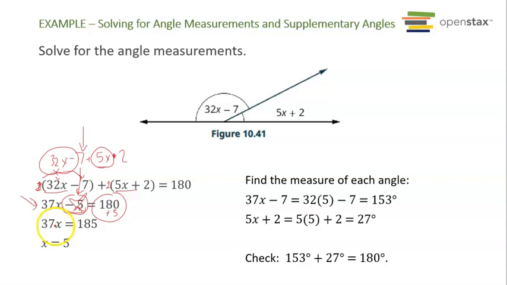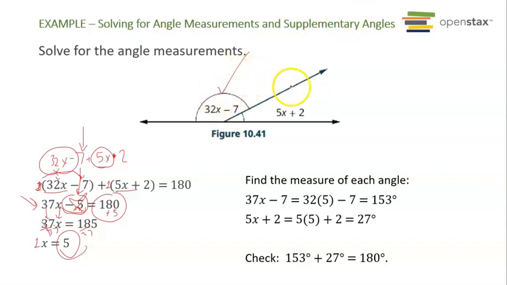If you don't see an operation, it's multiplication. So that's 37 times x. To undo it, I'll divide both sides by 37. And I get, well, 37 divided by 37 is 1. So that's a 1x, we could just write x. And 185 divided by 37 is 5. So x is equal to 5, but you're not done, right? x is equal to 5.